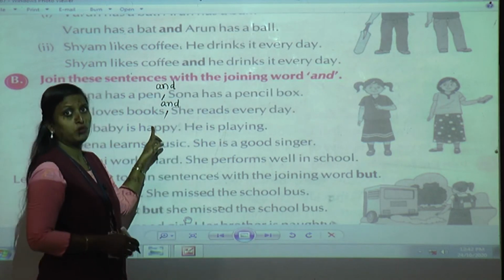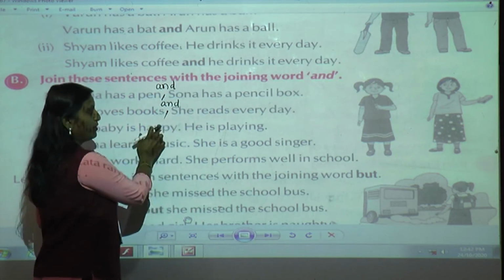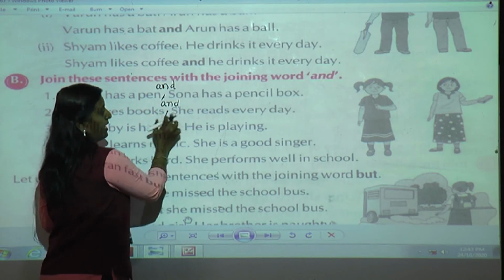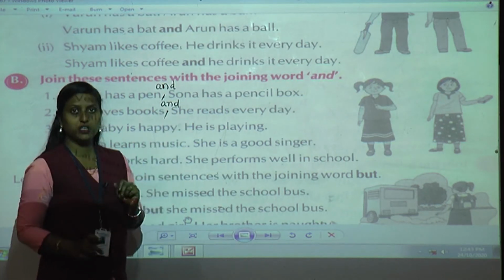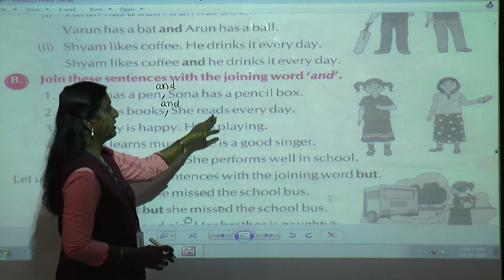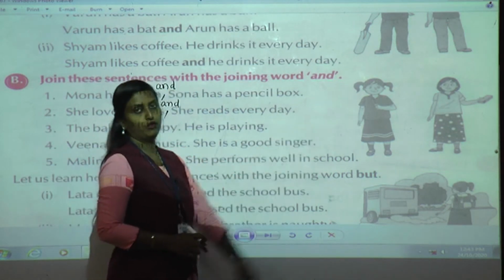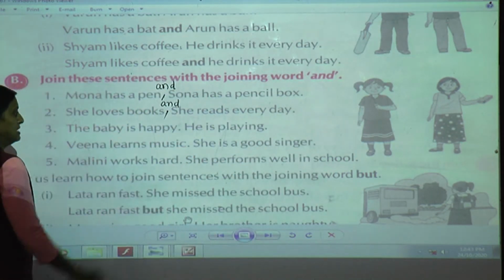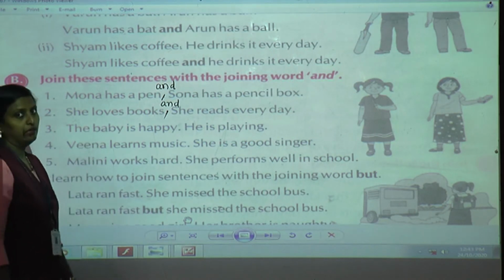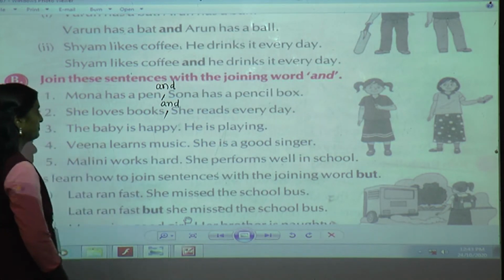Say you have to do in your book. This full stop you cut it, in between these books and she you have to write the conjunction "and". She reads every day, full stop. Understood, students? Same you have to do with all the three sentences.